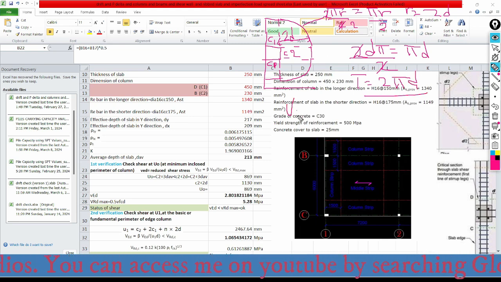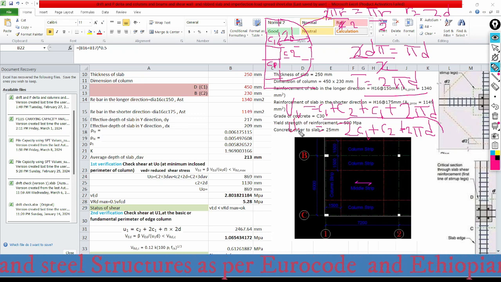So u1 equals c1 plus c2 plus, that is again c1 here plus, this is pi d and this is pi d, 2 pi d. So how much is it totally? 2C1 plus C2 plus 2 pi d. This is the basic parameter, I mean the basic parameter at 2D distance from the face of the column.